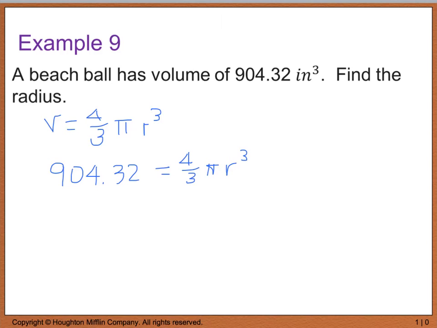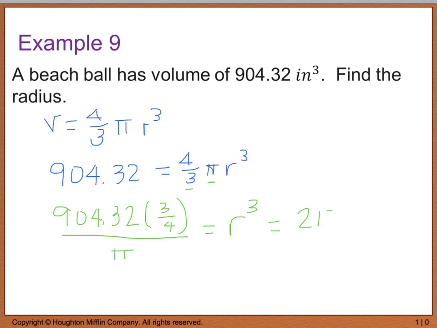So to do that, we have 904.32, and we're going to divide everything by this 4/3. Well, dividing by 4/3 is really the same thing as multiplying by 3/4. The next thing I have to do is get rid of this pi, which means I'm going to have to divide everything by pi, and that is going to give me r cubed. Well, if you type this in your calculator, right now I have that r cubed is really equal to something around 215.89. Okay, now I would leave that exact value in your calculator just so we don't have rounding errors.